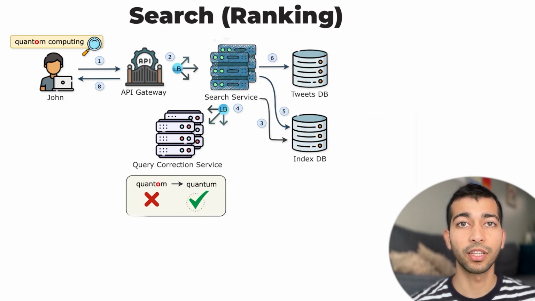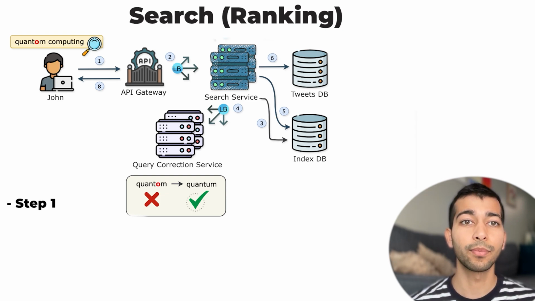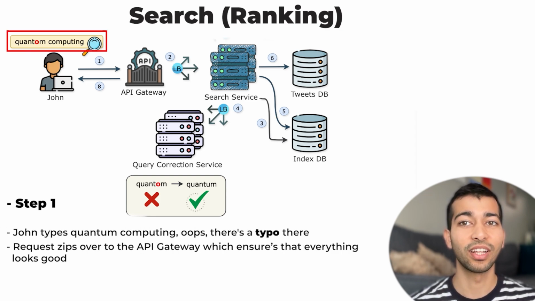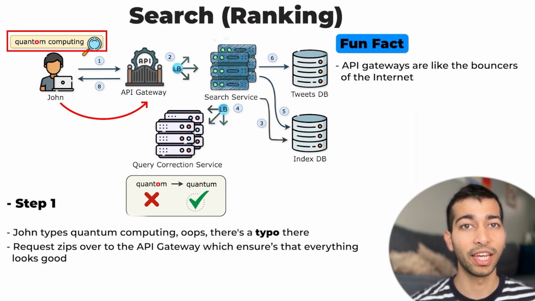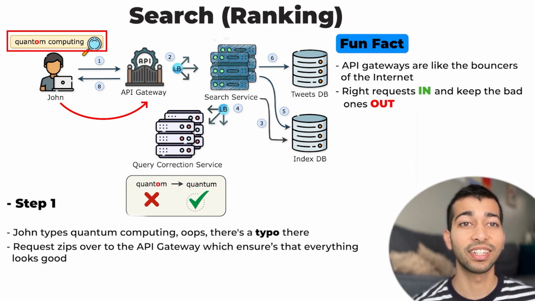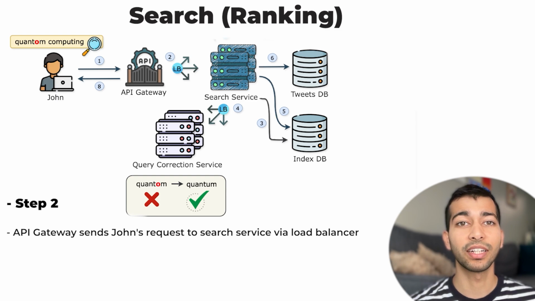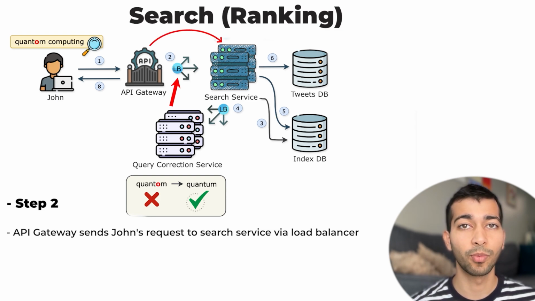So most of the steps here are very similar to what we have seen until now. In step 1, John types quantum computing, oops, there's a typo there, and hits the search button. So the request zips over to the API gateway where it checks to make sure that everything looks good. Well, there's a fun fact about API gateways. API gateways are like the bouncers of the internet. They let the right requests in and keep the bad ones out, ensuring security and performance. Step number 2, the API gateway sends John's request to the search service via the load balancer, which is very similar to what we have seen until now.